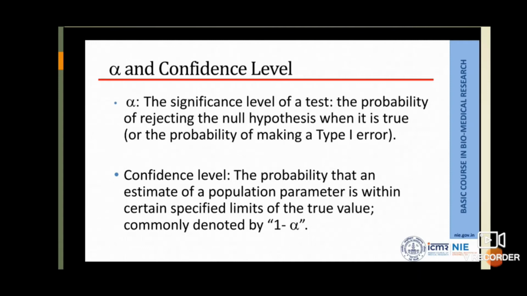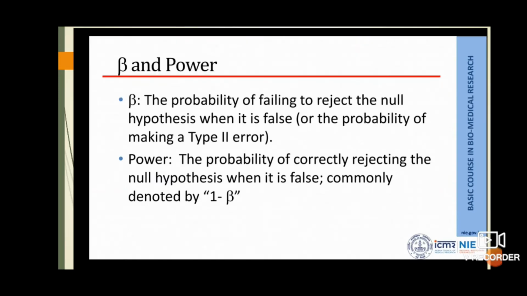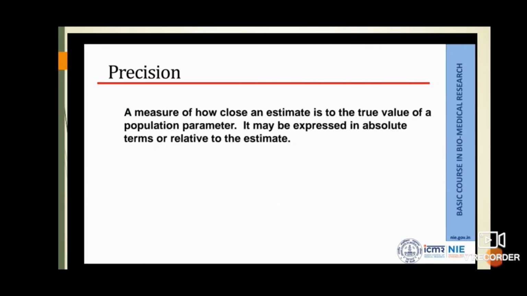The confidence level is the probability that an estimate of a population parameter is within a certain limit of the true value, and the confidence level is determined as 1 minus alpha. Beta is the probability of failing to reject, that is accepting, a null hypothesis when it is false. So the beta value is otherwise called type 2 error. And power of a study is the probability of correctly rejecting the null hypothesis when it is false. So power of the study is commonly denoted as 1 minus beta.